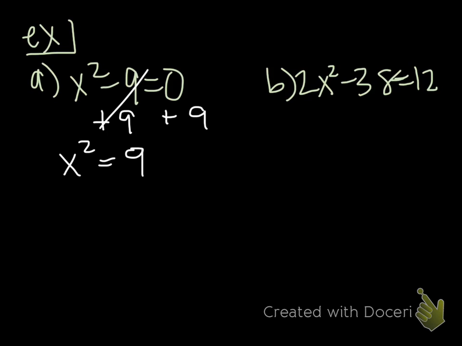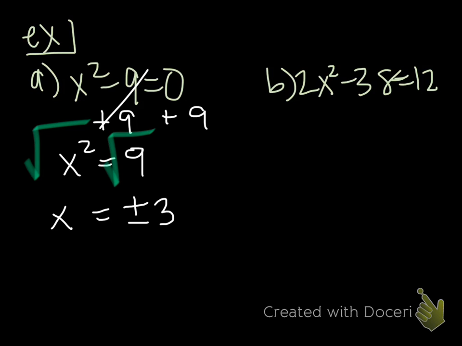And to get x squared by itself, I'm going to take the square root of both sides. And the square root of 9 is a perfect square. The square root of 9 will be 3. Now, a new concept that we need to discuss is that whenever there is a squared involved, that means I need to have two answers. So I'm going to put a plus or minus in front of my 3.